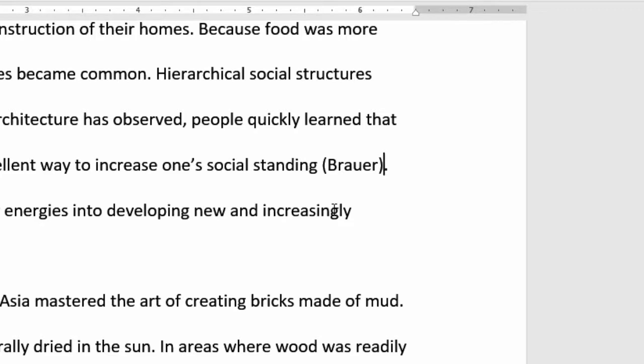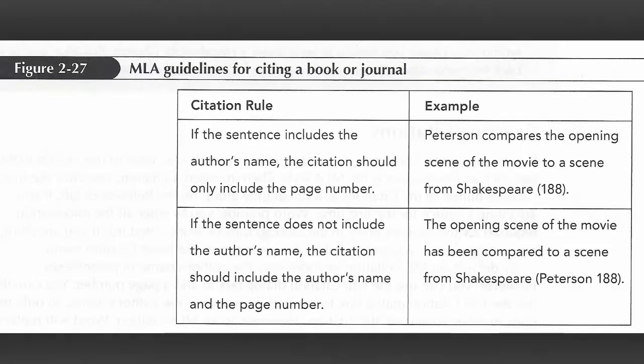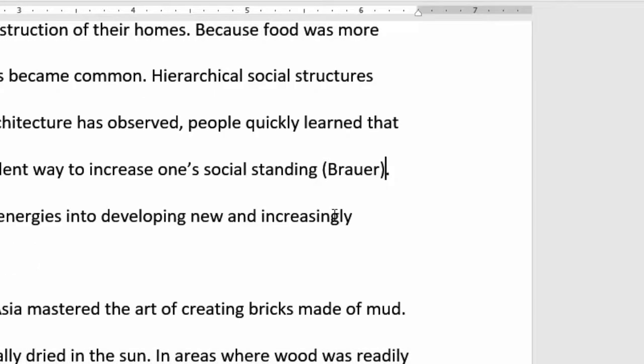Now if you turn back a couple of pages to page WD 101, there's MLA guidelines for citing a book or journal. If the sentence includes the author's name, the citation should only include the page number. But if the sentence does not include the author's name, the citation should include the author's name and the page number. So we're wanting to edit this and put in the page number because it doesn't say anything about Brauer in the sentence.